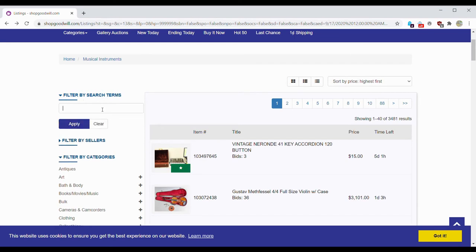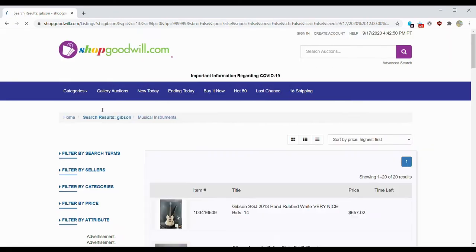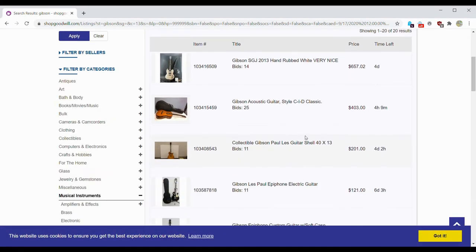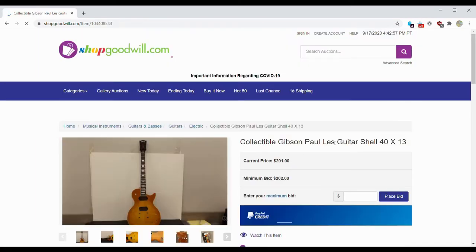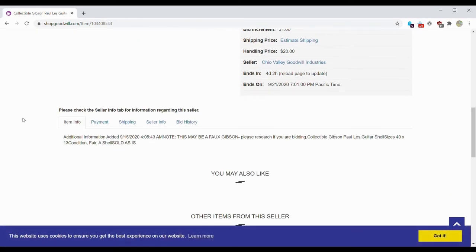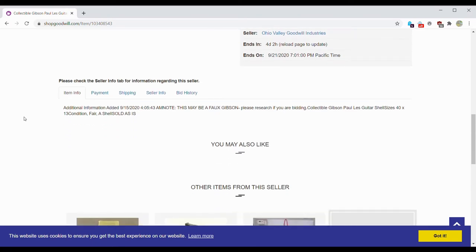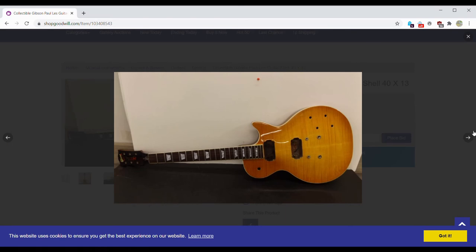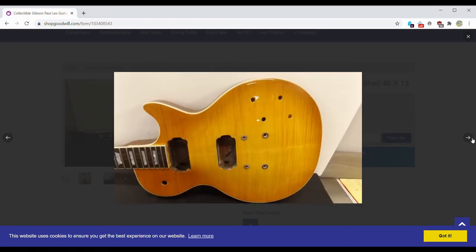You can also go by search terms. So let's type in Gibson, and let's see what we get. Let's go from there. So, acoustic. This is a shell. Gibson Les Paul shell. Let's see here. Condition is fair. And also, crappy labeling doesn't help, too.